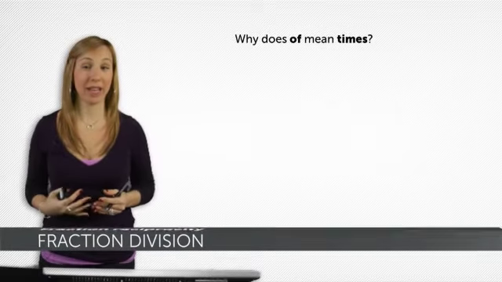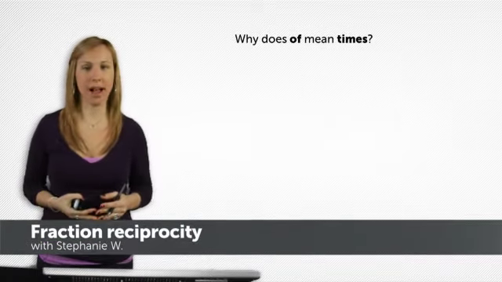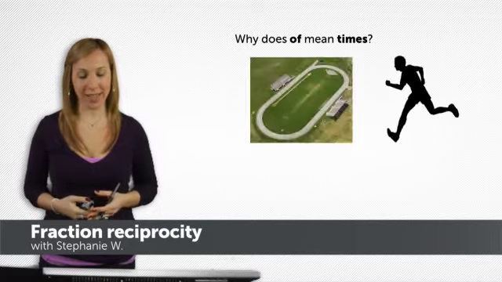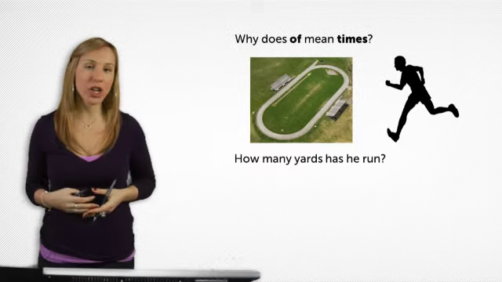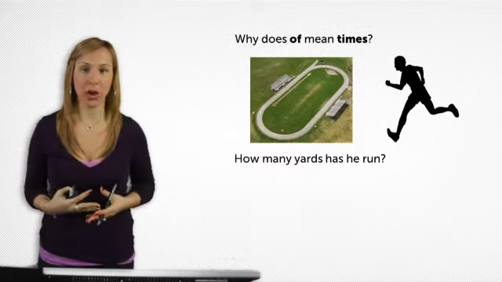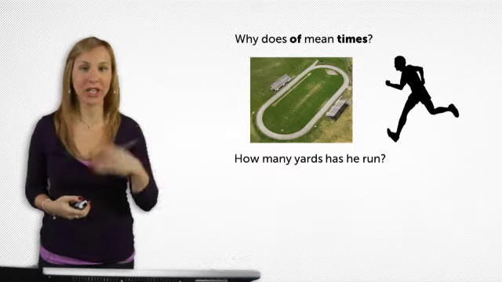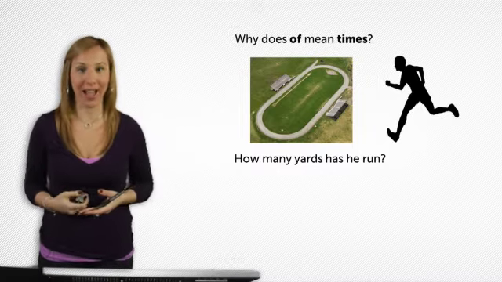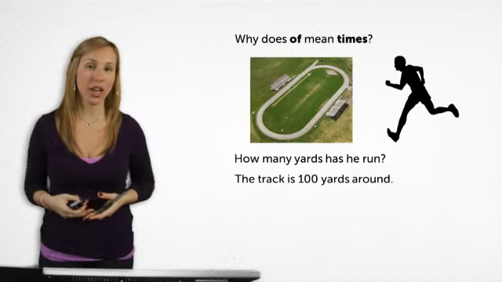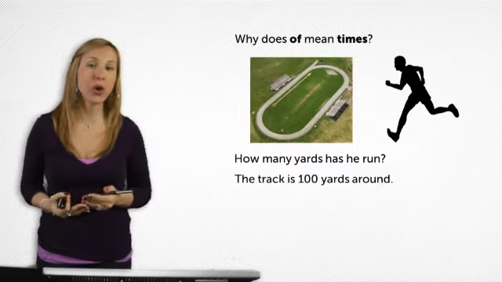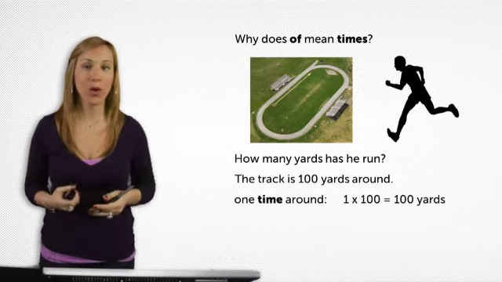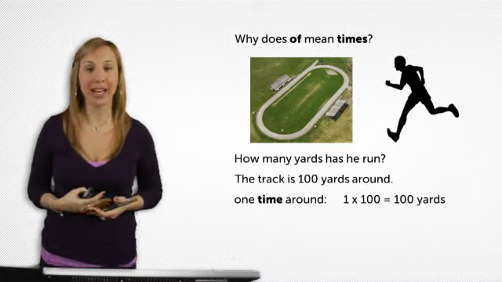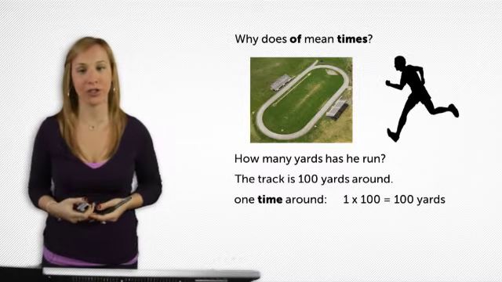You've probably heard in math that "of" means times, but let's look at why that is. Let's say you have this guy who's running around the track, and you want to know how many yards he has run. Well, the first thing you need to know is how many yards around the track is. And this track is 100 yards around. So if I told you that he ran around that track one time, that would be 1 times 100, and he would have run 100 yards.